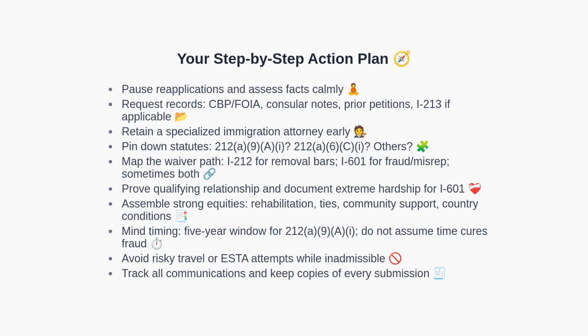I-212 for permission to reapply after removal. I-601 for fraud or misrepresentation, or both if needed. Sixth, if filing I-601, document the qualifying relationship and compile evidence of extreme hardship. Seventh, prepare strong equities, such as rehabilitation and community ties. Eighth, be strategic about timing. Time alone does not cure fraud findings. Ninth, avoid risky travel or ESTA attempts while inadmissible. Tenth, organize and retain all records and correspondence.